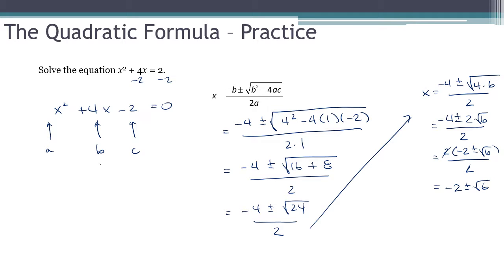So you always have to do that little stop at the end when you think you're done, and ask yourself, can I simplify this further? Because we're always looking for that most simplified version for the final answer.